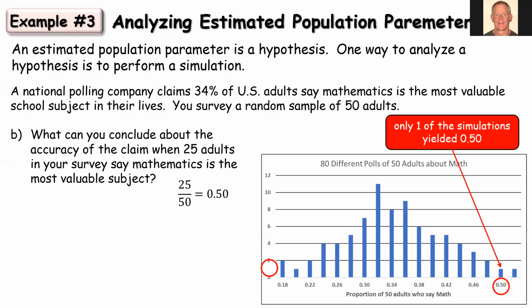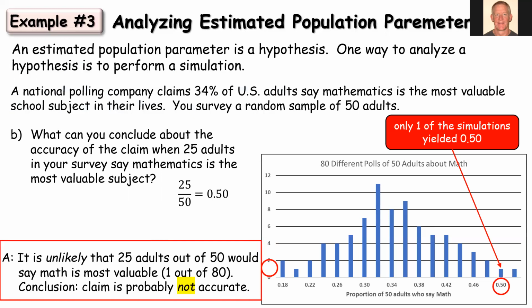So what can we conclude? We can say that it would be highly unlikely that if we just did a random sample of 50 adults, half of those would say math is the most valuable, only 1 out of 80 in our simulation, if the true number was 34%. Since it's highly unlikely we would get that result, we can draw a conclusion that the claim is probably not accurate, that it's not 34%.